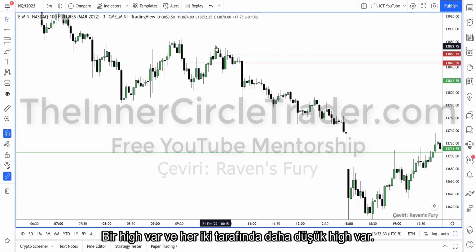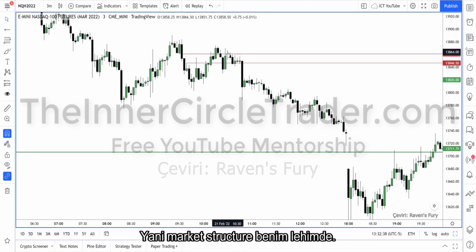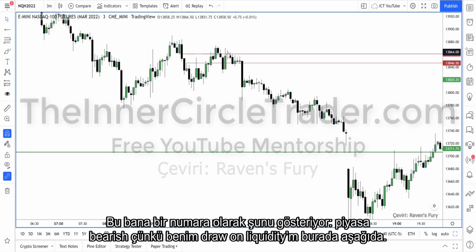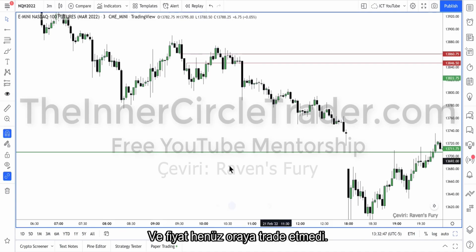We have a high with a lower high on either side of it. So I have market structure behind me showing that this is, number one, a bearish market, because my draw on liquidity is down here. It hasn't traded down there yet. Okay, so it's going to act like a big magnet.